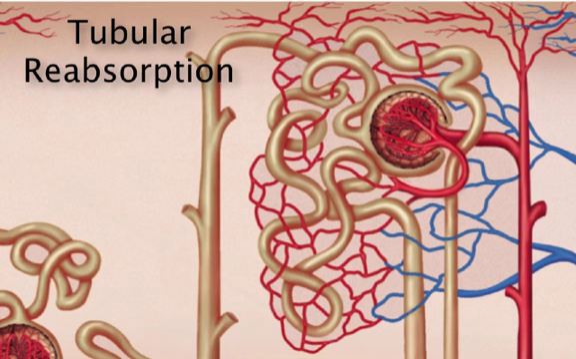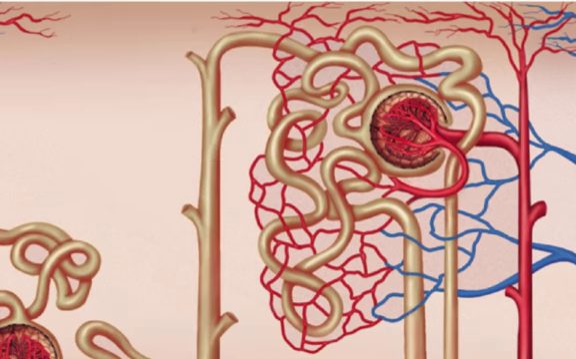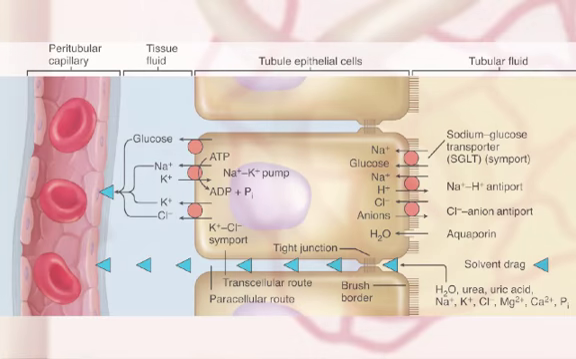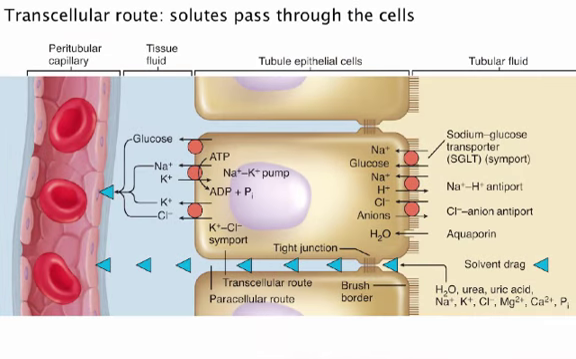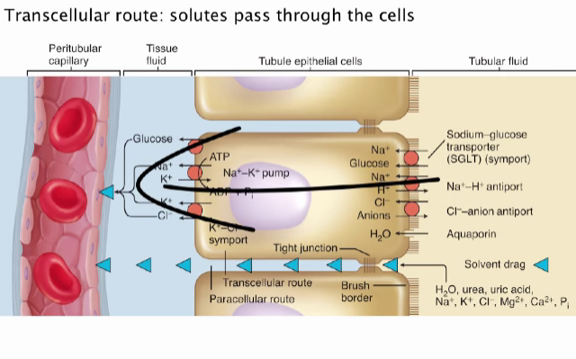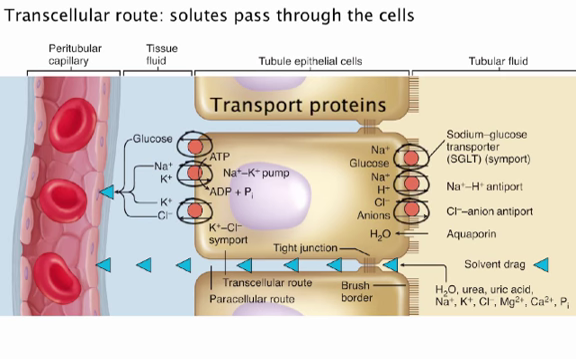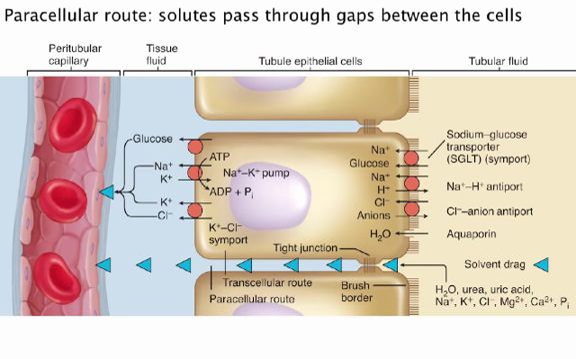Tubular reabsorption is the process of reclaiming water and solutes from the tubular fluid and returning them to the blood. There are two routes of reabsorption. The first is the transcellular route, in which substances pass through the cytoplasm of the epithelial cells by way of transport proteins in the cell's plasma membrane. The second is the pericellular route, in which substances pass through the gaps between the cells.